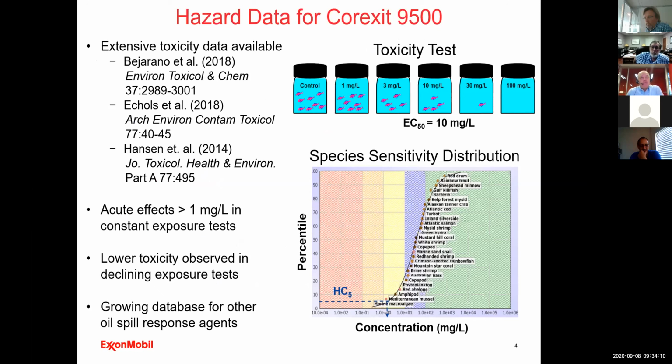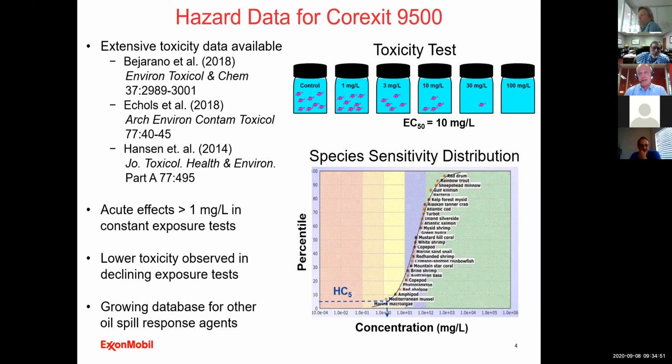Before I jump into oil toxicity data, the methods, and some of the challenges, I thought it might be instructive to spend a moment on hazard data for Corexit 9500, which is one of the most common dispersants used. I have a cartoon on the right that shows the design of a simple toxicity test. Organisms are exposed to increasing concentrations of dispersant, and that data is used to calculate an effective concentration, or EC50, that causes a 50% adverse response in the population that's tested.